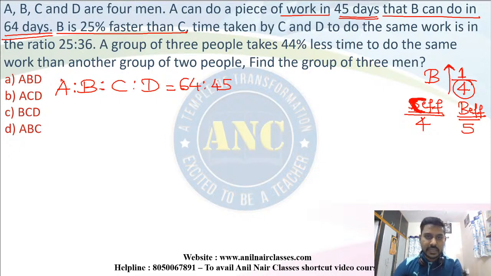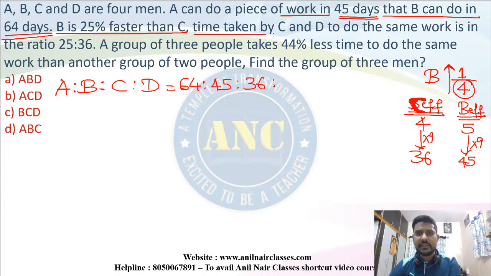But we know that the efficiency of B as per the question is 45 chocolates. 5 into 9 is 45. 4 also multiply by 9. 4 into 9 is 36. So we know C's capacity also as 36 here. Now D is pending. Let us check it out.